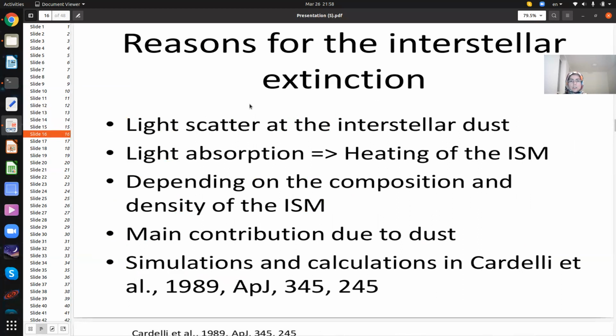Reasons for the interstellar extinction, as I told you: the interstellar medium. Light is scattered at the interstellar dust, and light absorption is hitting of the interstellar medium, depending on the composition and density of the interstellar medium. The main contribution is due to dust, with simulations and calculations in Cardelli et al., as you can see.